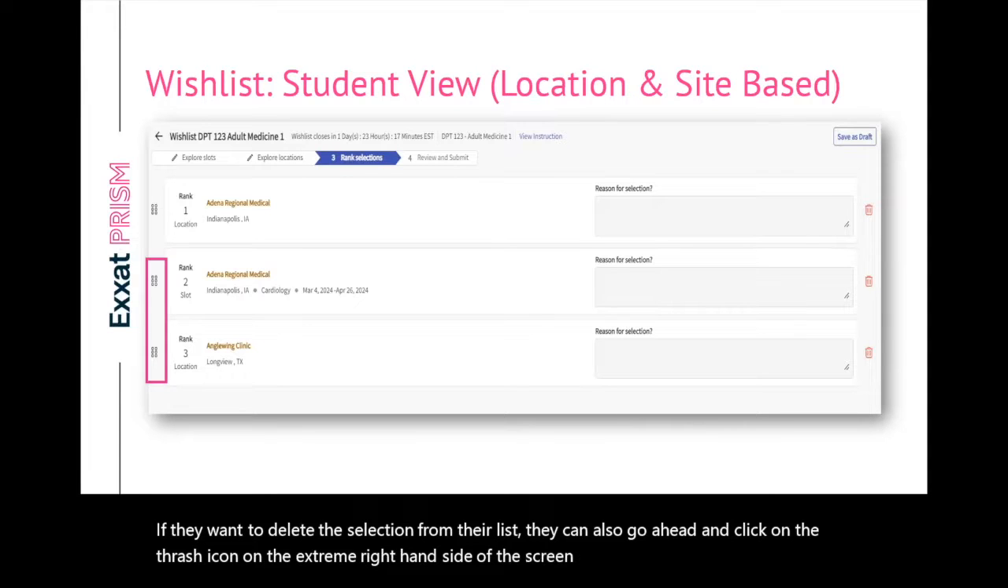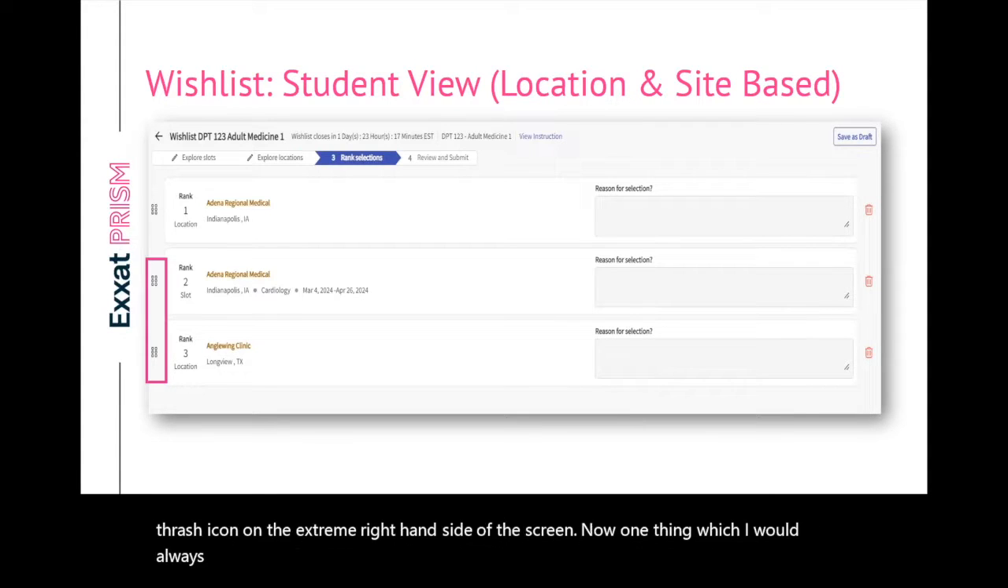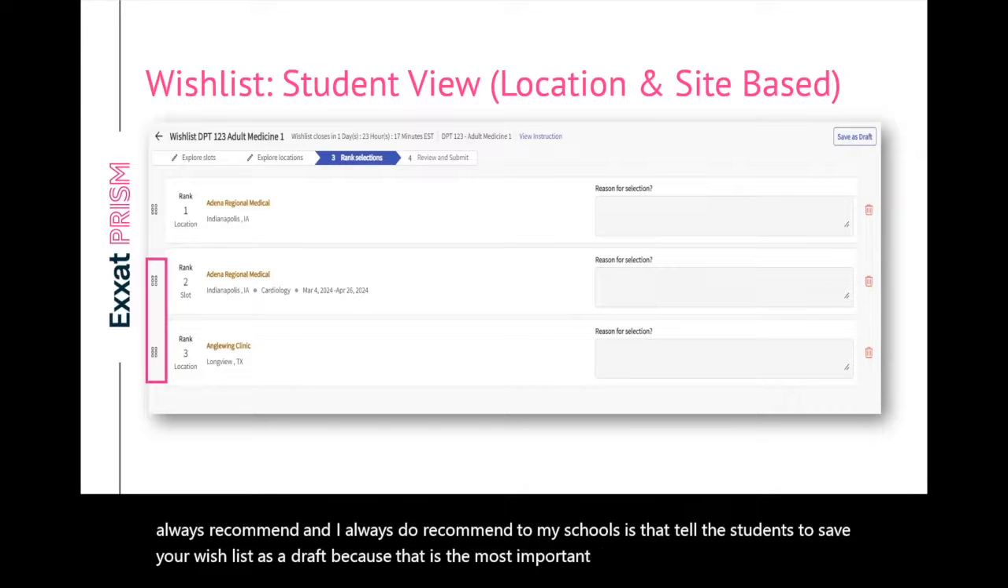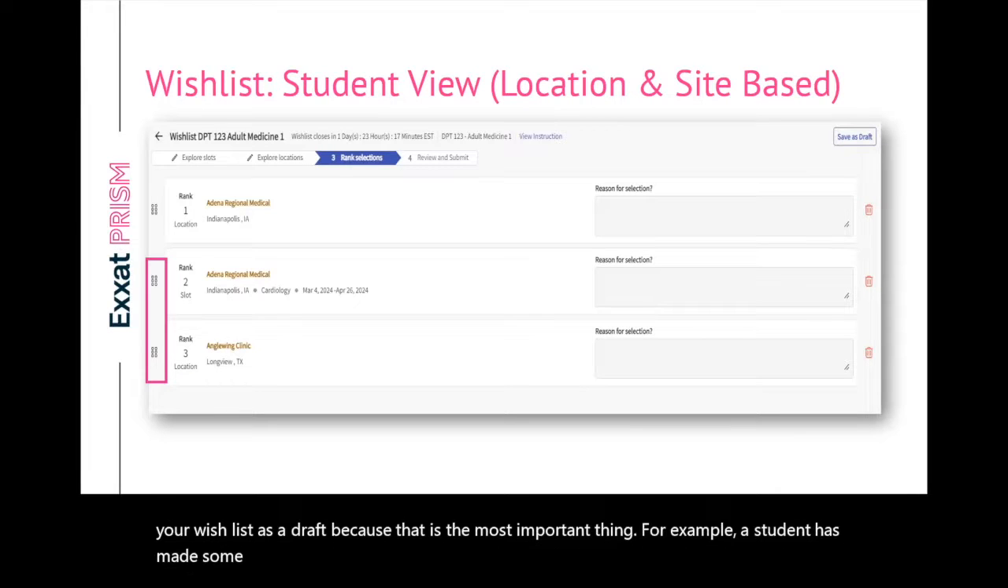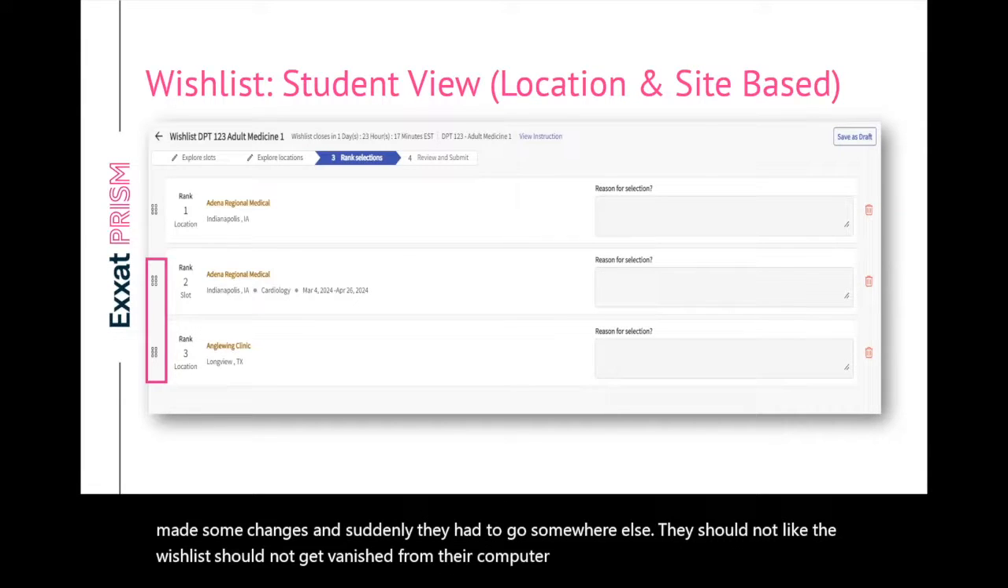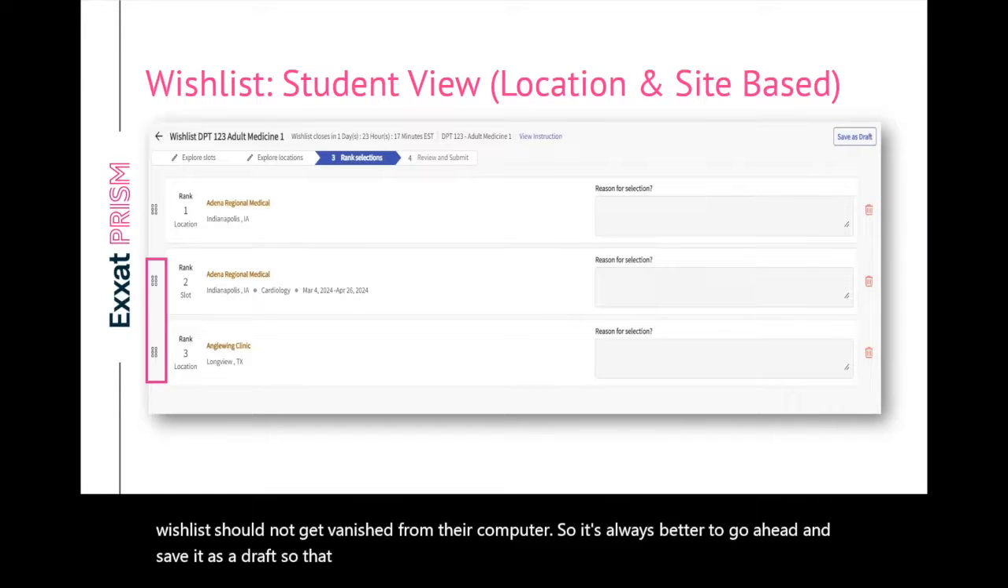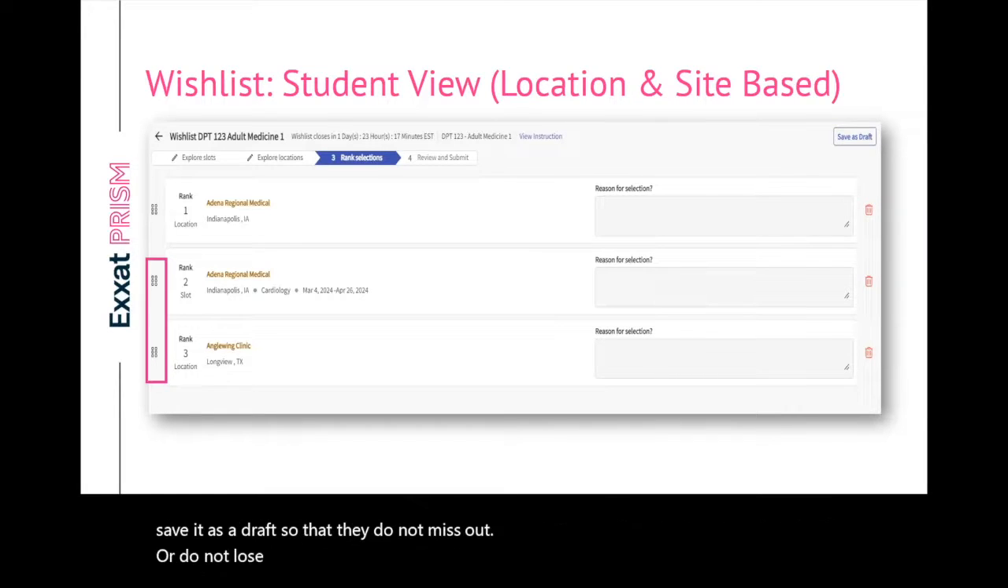Now, one thing which I would always recommend, and I always do recommend to my schools, is to tell the students to save their wish list as a draft, because that's the most important thing. For example, a student has made some changes and suddenly they had to go somewhere else. The wish list should not vanish from their computer. So it's always better to go ahead and save it as a draft so that they do not lose out on the data.